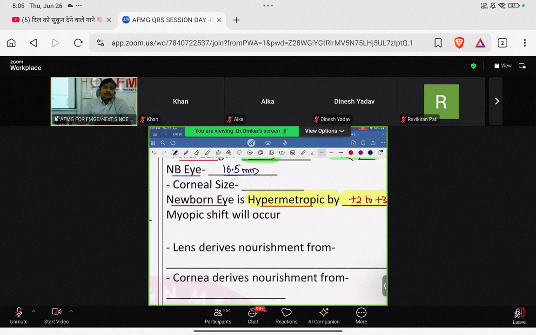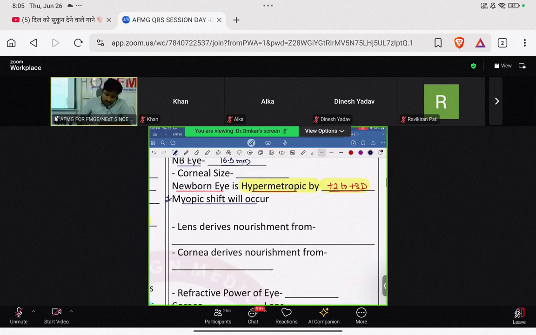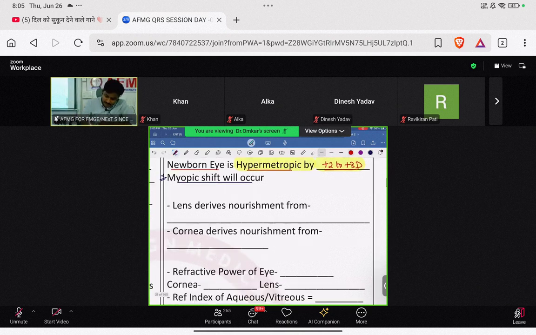Key, what you have to keep in mind while prescribing glasses or lenses to the baby child, is that a myopic shift is going to happen, beta. So whenever you prescribe lenses to a child, always keep this in mind that the myopic shift is going to occur. Clear?